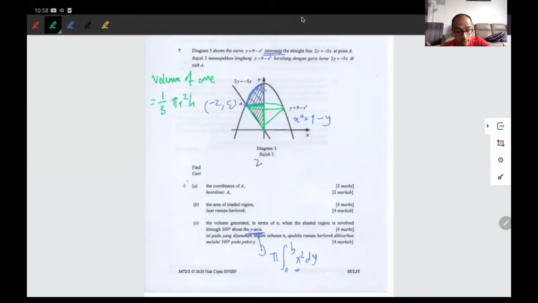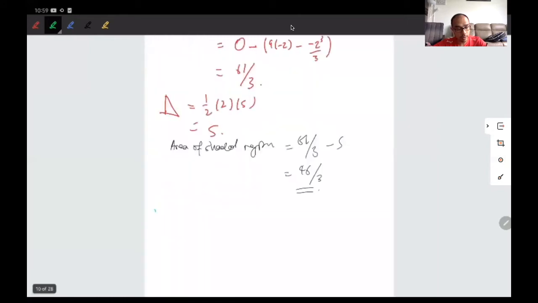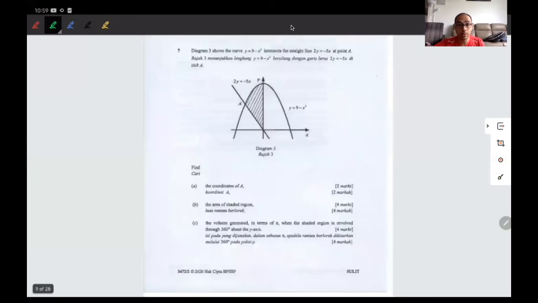So the r again is 2, and the h again is 5. So 1/3 pi 2 squared times 5, you get 20/3 pi. So this one, no problem. Leave your answer in terms of pi. So the volume of the cone is 20/3 pi, as we've proven just now.